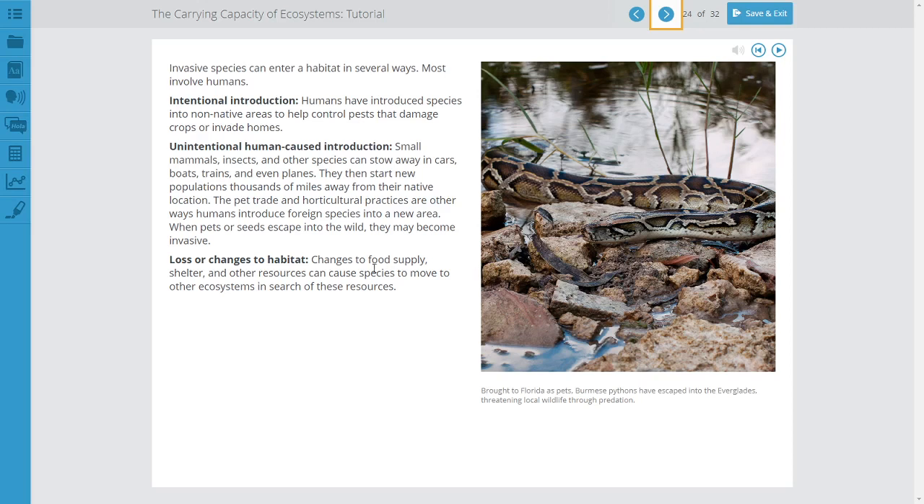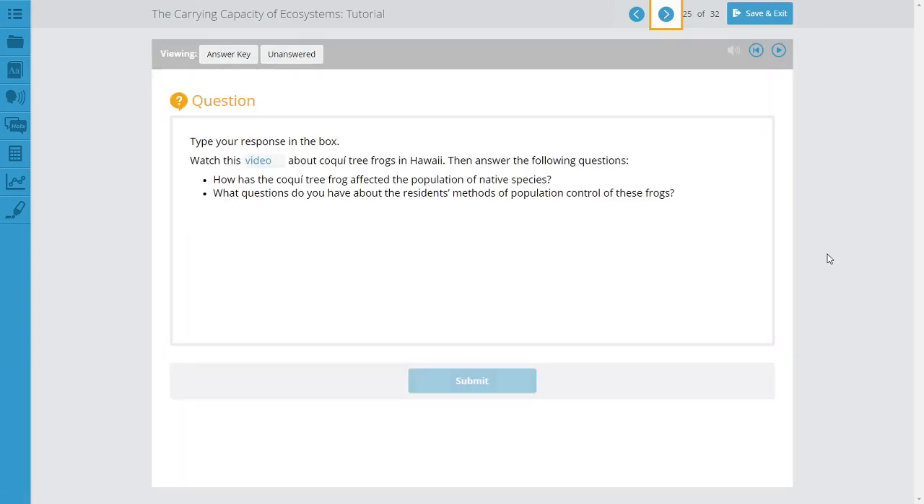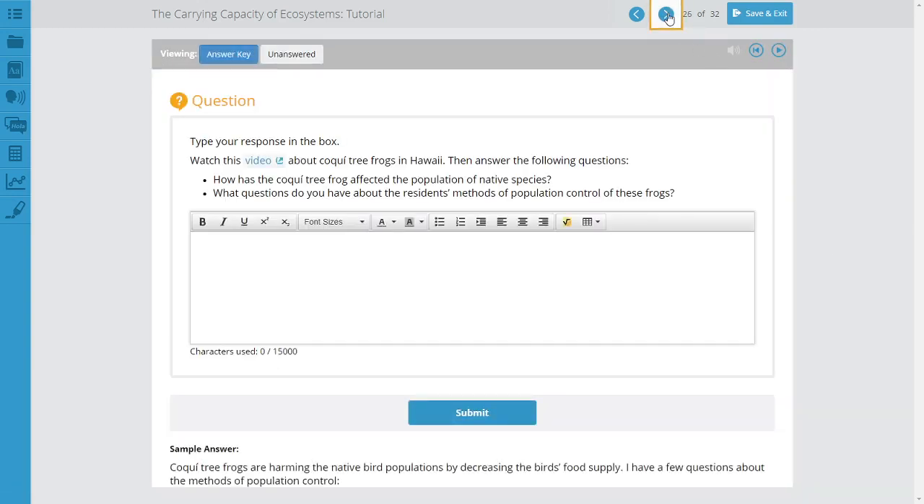A third thing is losses or changes to habitat. And like I said, whenever we tear up a habitat and damage it, or it's totally gone, then it changes the food supply. It changes the shelter or the other resources for organisms. And they can't thrive, so they die. Or they have to move and they go compete somewhere else, and that creates another problem.